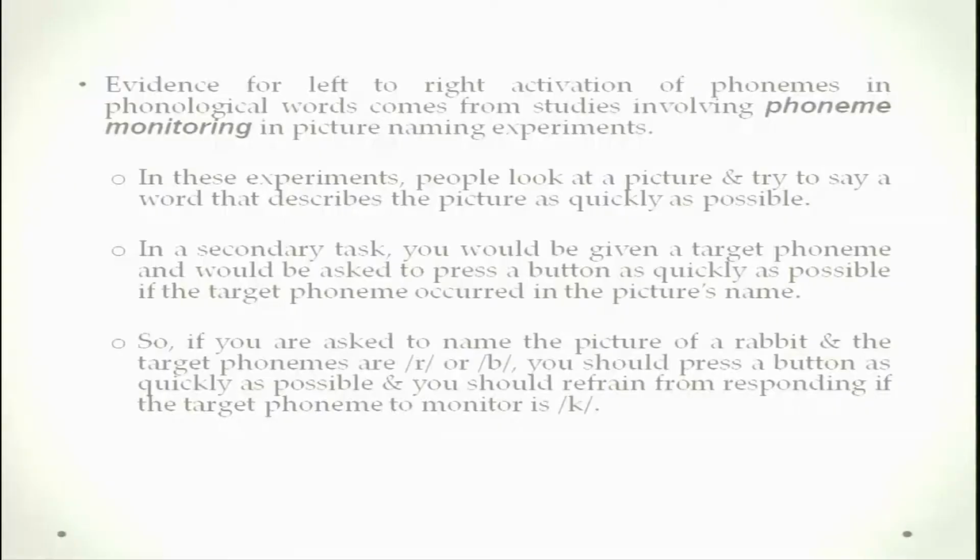The pictures will obviously have particular phonological words, and I will tell you that when this sound comes, you press a button. So if you are asked to name a picture of a rabbit and the phonemes are R or B, you should press a button as quickly as possible, and you should refrain from responding if the target phoneme to monitor is K. So you have to say rabbit, target phonemes are R or B, and if you see K, you don't respond. This is the task.